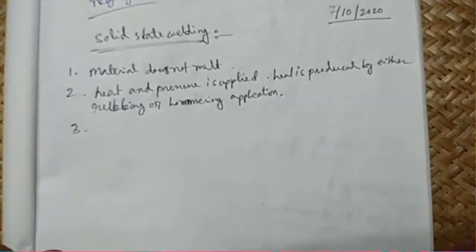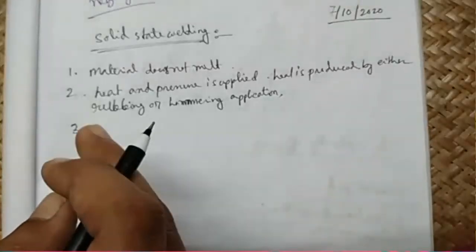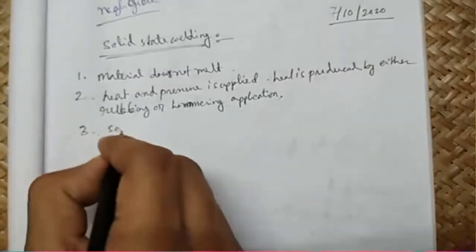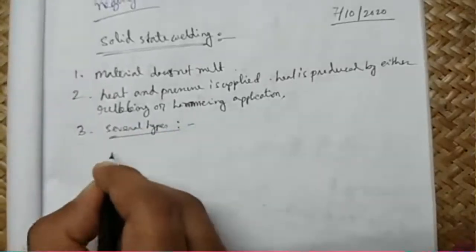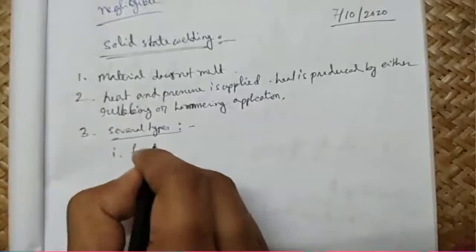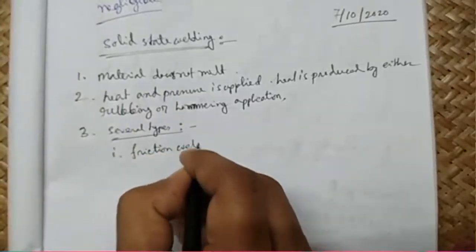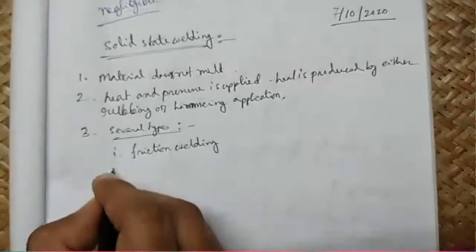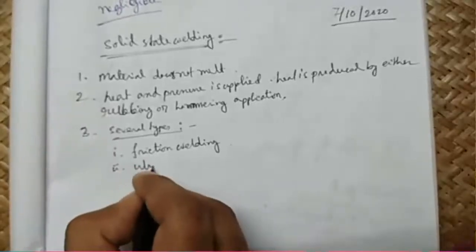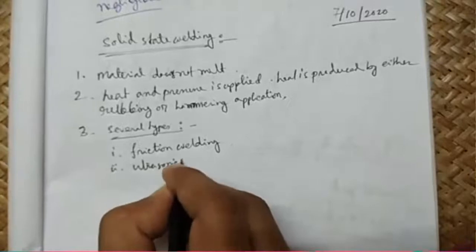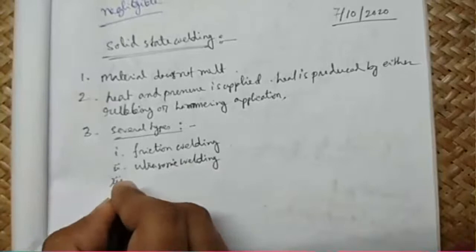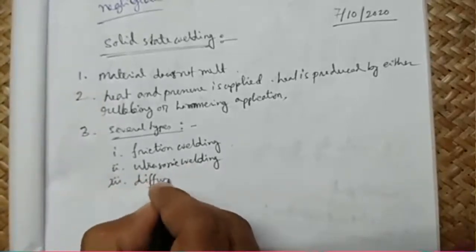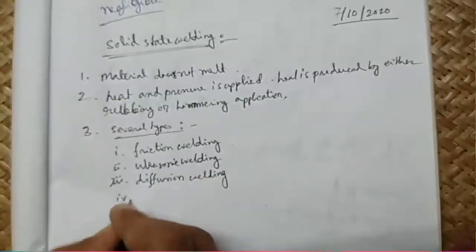Now, there are several types of solid state welding. First one is friction welding. Second one is ultrasonic welding. Diffusion welding, explosive welding.